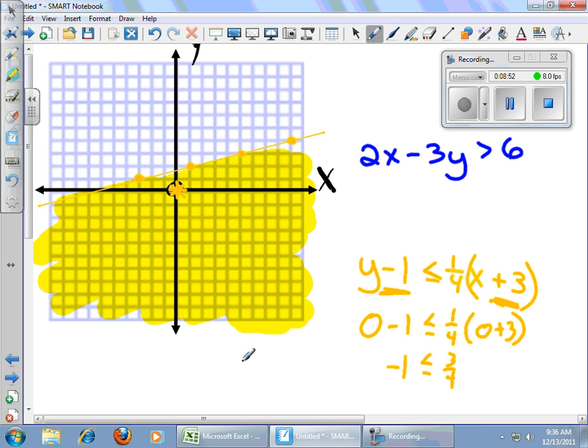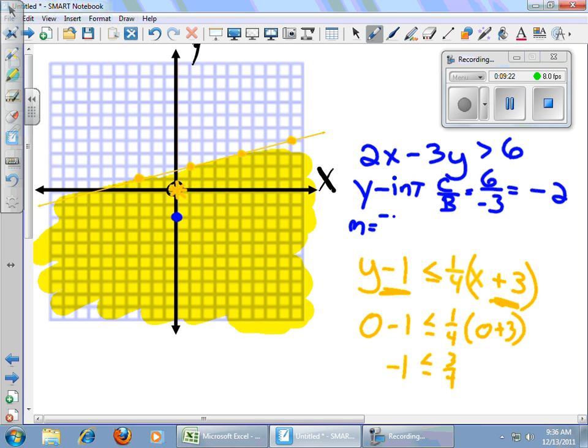This one's in standard form. So I know that the y-intercept can be found by doing c divided by b. In this case, that would be 6 over -3, and that would simplify to -2. So I graph the point 0, -2. Now I have a choice. I can find the x-intercept or find the slope. I think I'm going to go ahead and find the slope.